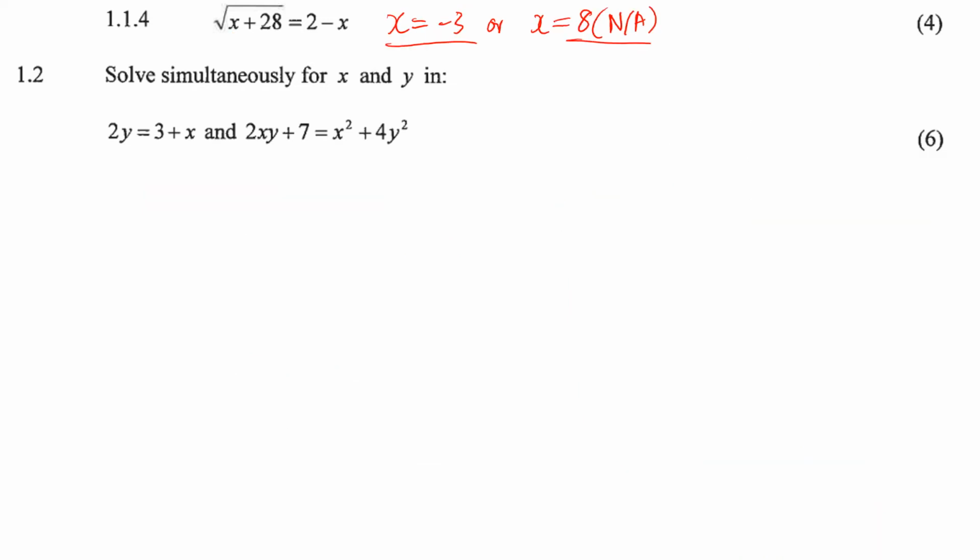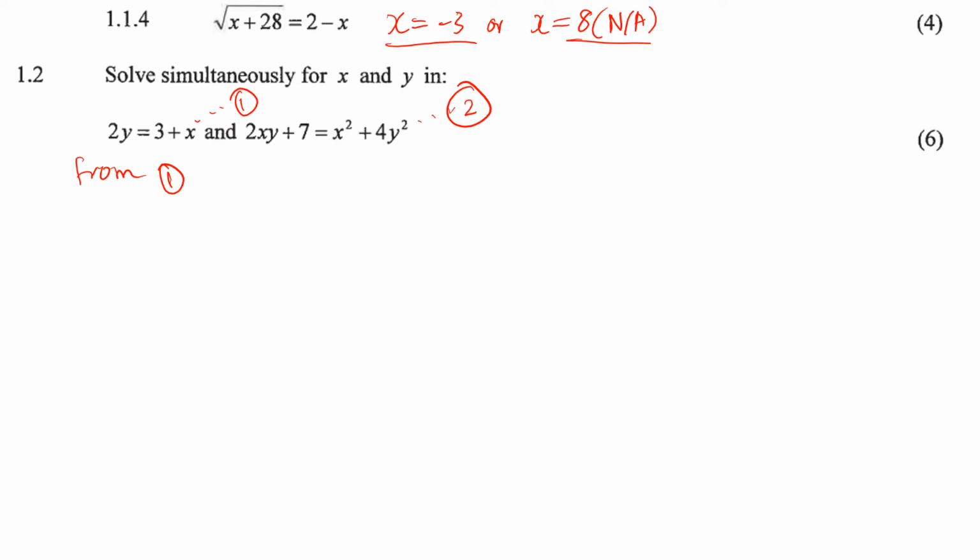All right, let's go to 1.2. They want you to solve simultaneously for x and y. So you are given two equations. The first step, we can name our equations. I'm just going to name this equation 1, and this second one equation 2. Then we're going to say from equation 1, we're going to make one of the variables the subject of the formula, according to which one can be quickly made the subject of the formula. So in this case, we can see that x can be quickly made the subject of the formula.